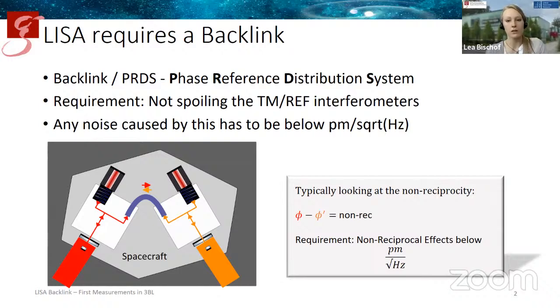Since this backlink is part of the critical measurement path for LISA, it cannot spoil the test mass or reference interferometer in any sense. So any noise that is added from this backlink has to be below the picometer per square root of Hertz requirement. And typically we're talking about the non-reciprocal effects. Since we send light through this backlink in both directions, the non-reciprocal phase, the difference between both directions, is what we call the non-reciprocity, and these effects have to be below the picometer per square root of Hertz requirement.